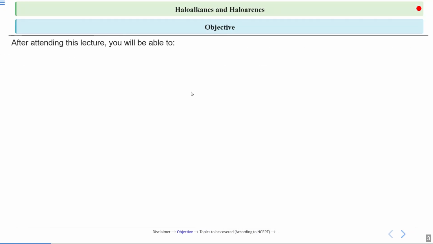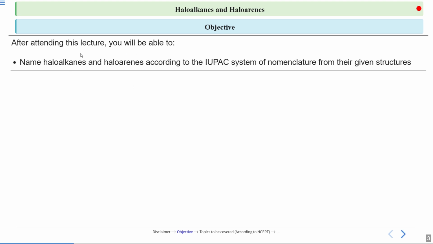Objective. So, what is the objective of today's lecture? After attending this lecture, you will be able to name haloalkanes and haloarenes according to the IUPAC system of nomenclature from their given structure. So, today we are going to focus on the naming of haloalkanes and haloarenes, and we will also understand what haloalkanes and haloarenes are and how we can name them according to the IUPAC system of nomenclature after looking at their structure.